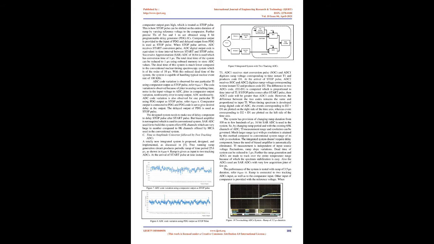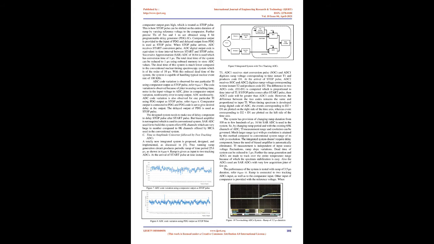Comparator output is connected to PDG and PDG code is set to give desired delay at the output. The delayed output of PDG is used as stop pulse. The designed system needs to make use of delay component to delay stop pulse after start pulse. But biased amplifier is not required which is used in conventional system. SAR ADC used to build the system offers 65K channels which are very large in number compared to 8K channels offered by MCA used in the conventional system.